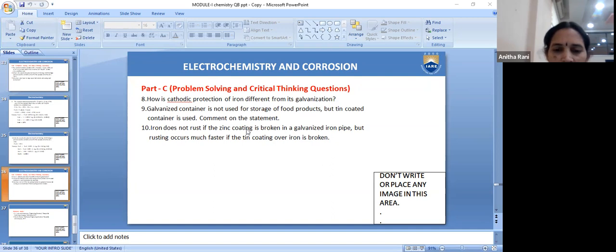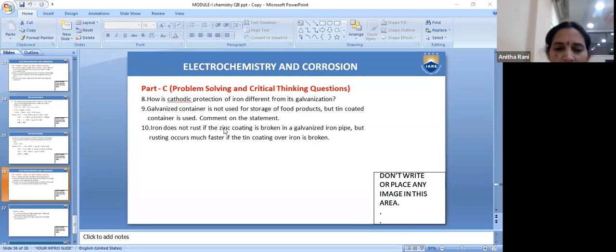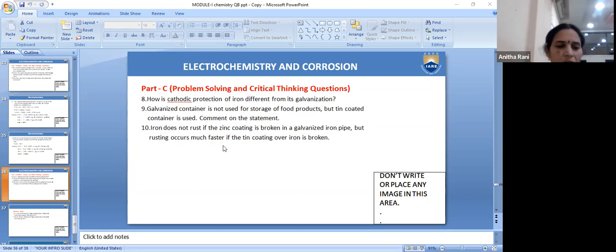Then what happens, if any? So, ma'am, zinc will act as anode and iron will act as cathode here. Okay, if the zinc coating is broken also, it will act as anode and iron will act as cathode. Next, tin. About tin coating, you tell me. Tin is less positive, so if the tin coating is broken, then iron will act as anode and get oxidized. Okay. So you write my answers carefully.